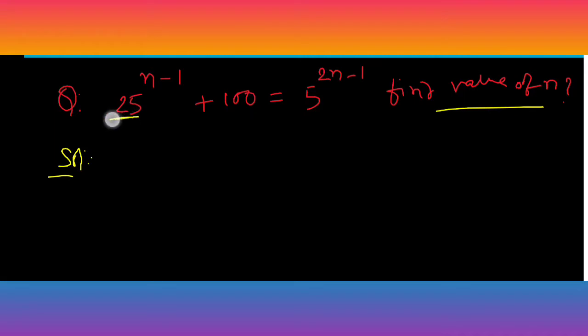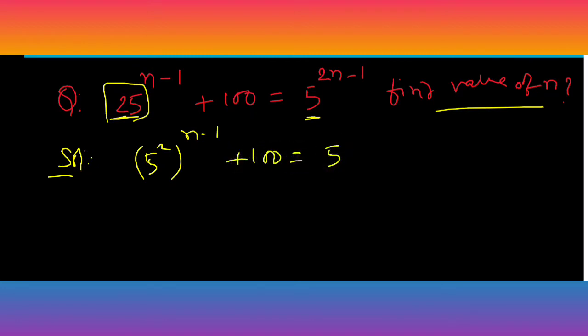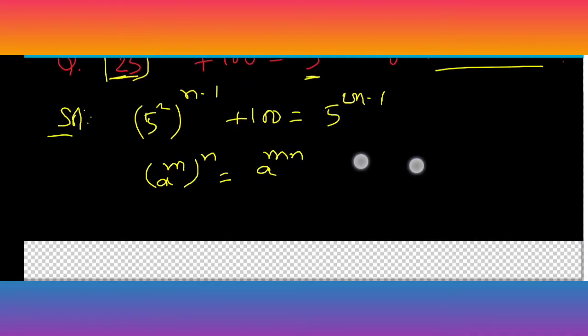See, here is 25 to the power of n minus 1 and here is also 5 to the power of 2n minus 1. So we can split this to become base 5. Okay, so 25 means 5 square, whole power n minus 1, plus 100 is equal to 5 to the power of 2n minus 1. Suppose this is in the form of a to the power of m, whole power n, so it becomes a to the power of mn. By using this identity we can write this one.